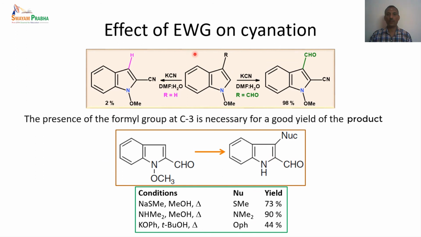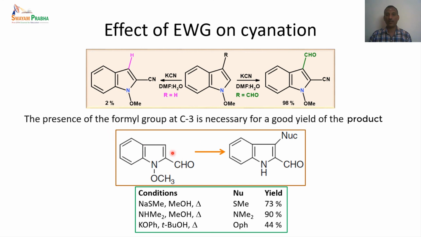Then the effect of the electron withdrawing group on cyanation. If there is an electron withdrawing group, especially the formyl group, then the cyanation takes place very effectively. Here if you look, we get 98% of the cyanation, which occurs at the 2 position, that is, the nucleophilic substitution occurs here. If there is no formyl group, that is, no electron withdrawing group on this particular unit, then we get only 2% of the product. So the electron withdrawing group plays a major role in the nucleophilic substitution reaction. That can be easily seen by this particular example.